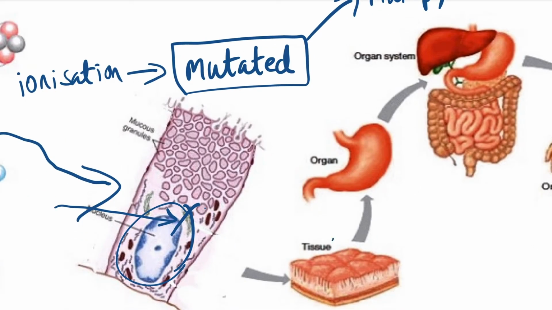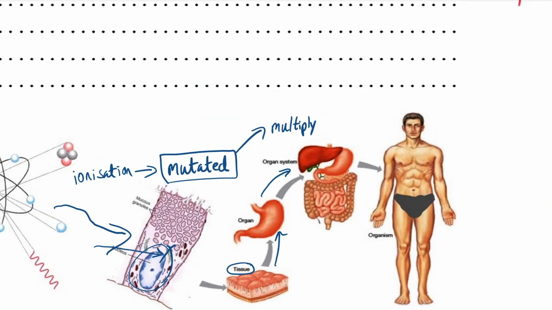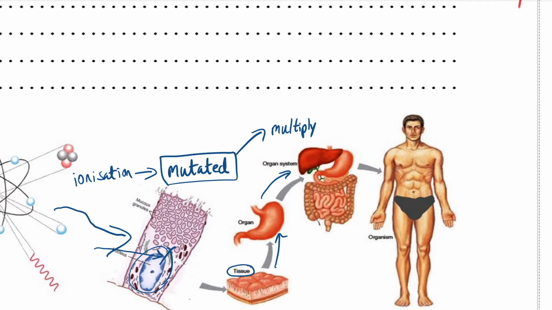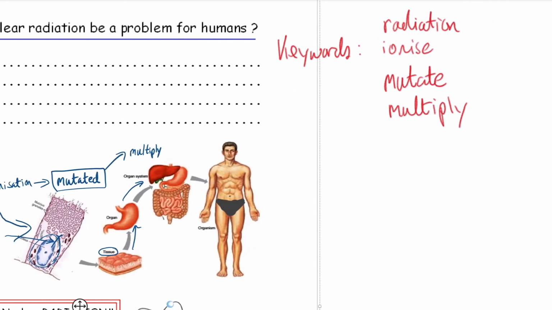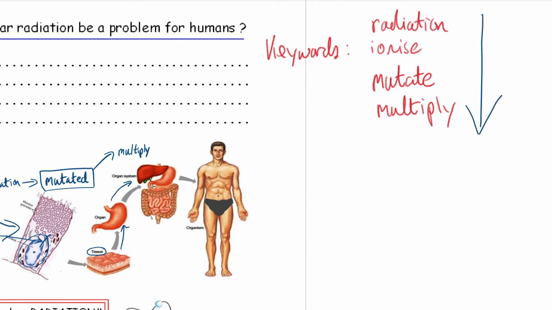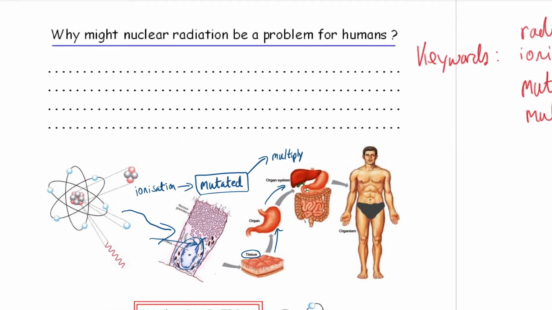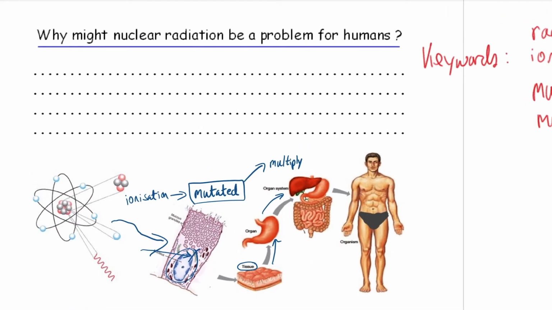First of all in a cell, then multiplies in a tissue, and as you've learnt, in biology, tissues make organs, and organs make organ systems. And organs make animals and humans, of course. What I want you to do now then is just pause the video and use those keywords here to form an explanation to this question. The question being, why might nuclear radiation be a problem for humans?